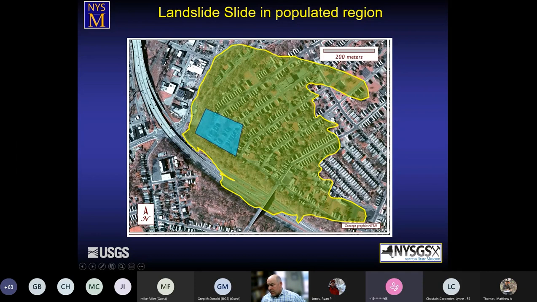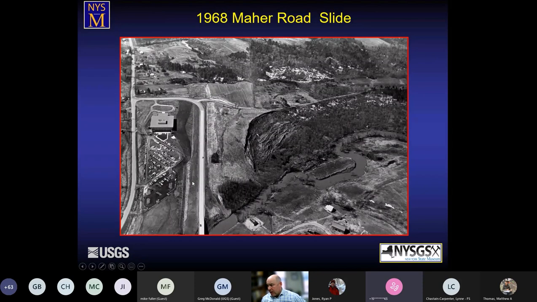And just as an example of the slides that we see down here in the Hudson Valley in these lake clays, they're large, often multiple rotational failures. This is the 68 Mahar Road slide along the Normanskill River, which is a stream system that's been incising itself through these glacial lake clays and silts since Lake Albany drained. The time of drainage of Lake Albany is not exactly well pinned down.